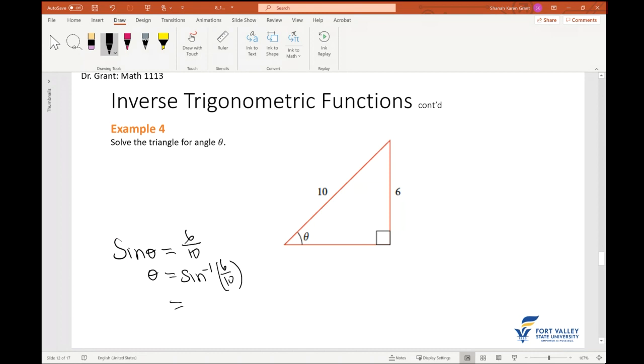I apparently didn't do this one ahead of time. So let me go ahead and plug it in my calculator while you guys are doing it. So sine inverse of 6 over 10, that's going to give me 36.8 as theta. Alrighty.